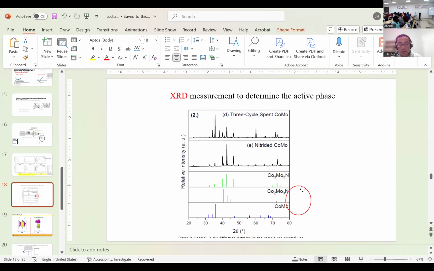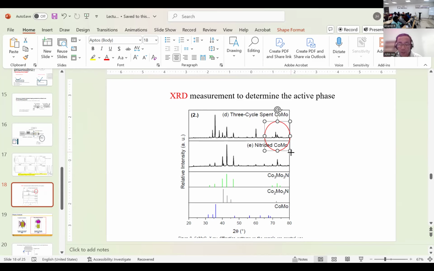I'm going to move this circle around. Cobalt moly: look at this circle region. Then the second standard, the third standard. Look at this region. This is Co3Mo3N, and Co2Mo3N, and cobalt moly with no nitride. Now, after 3 cycles, look at the circle for the spent catalyst. The spent catalyst still contains the so-called active phase. That means we have not fully depleted the nitride. It still contains nitride in there.